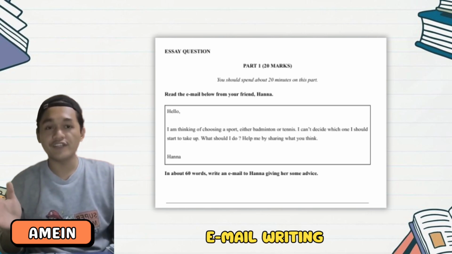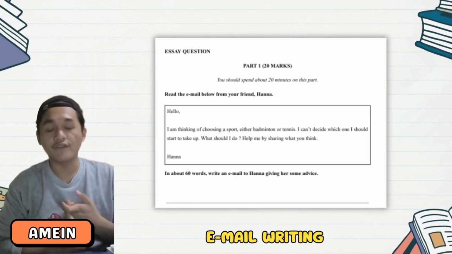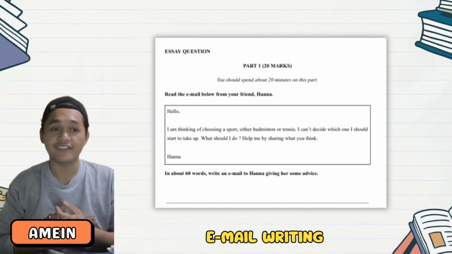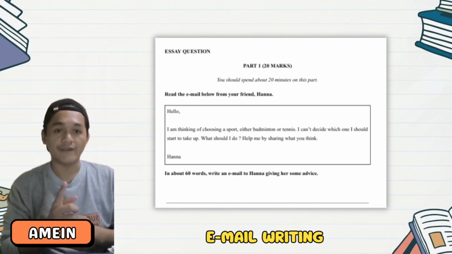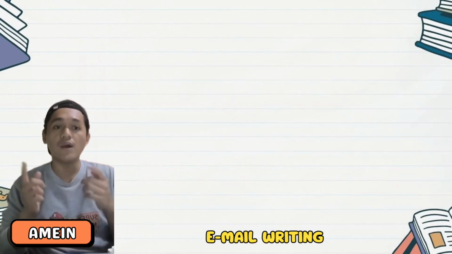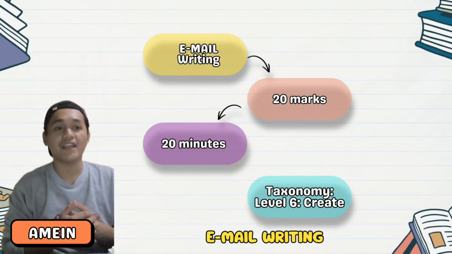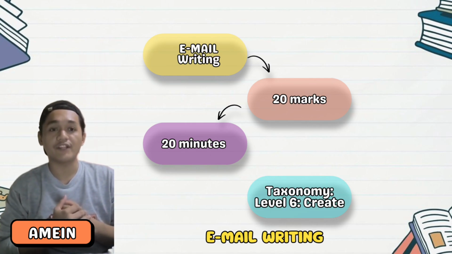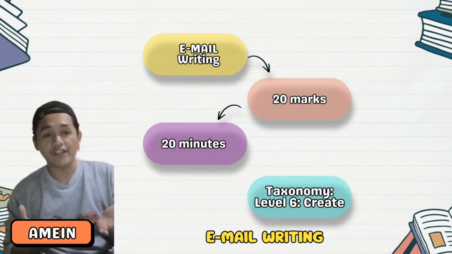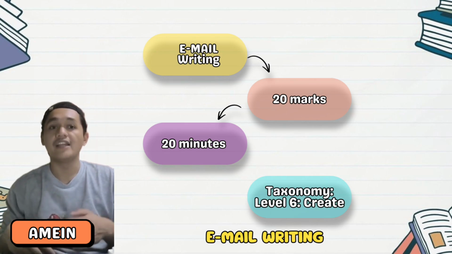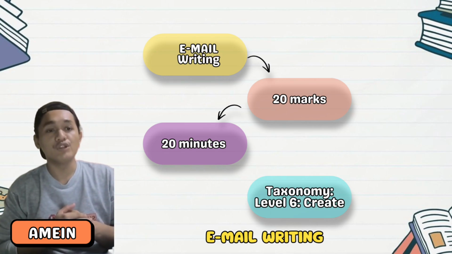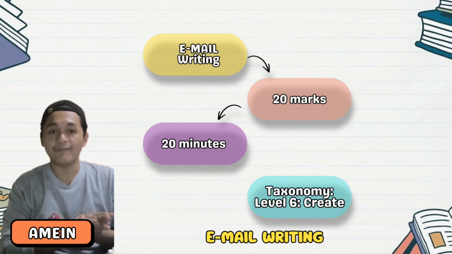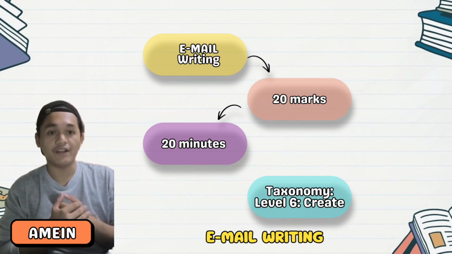So moving on to the essay question. This paper will consist of 2 essay questions that assess student writing skills. Part 1 is an email writing task worth 20 marks with 20 minutes allocated. Students will write about 60 words giving advice to a friend choosing between badminton or tennis. These questions mainly target Bloom's create level, as students must generate ideas, organize ideas, and write using appropriate email convention.